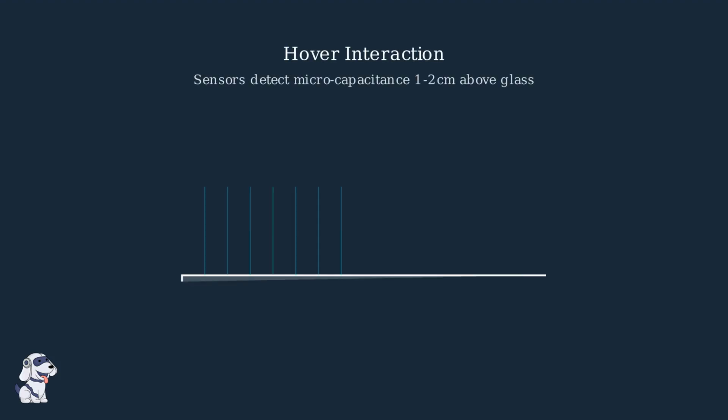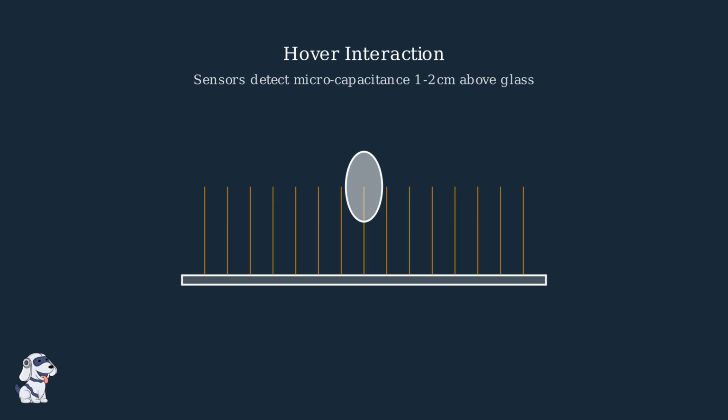Modern touch sensors are incredibly sensitive. They can detect the microcapacitance of a finger even before it touches the glass. When a finger enters the detection zone, usually 1 to 2 centimeters above the display, it causes a subtle distortion in the electrostatic field.